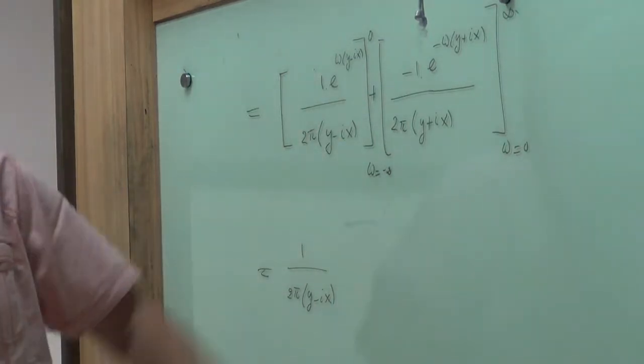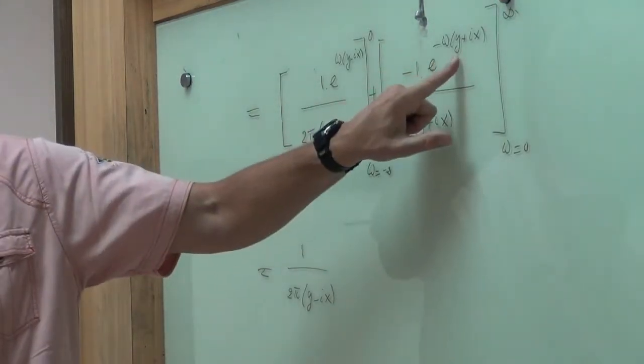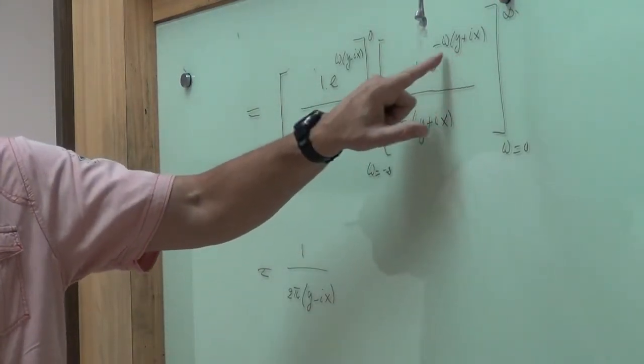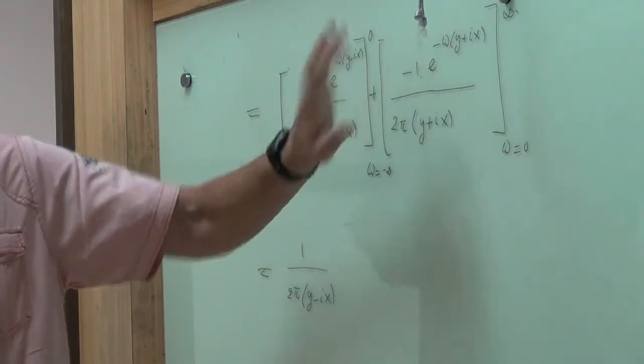Then the other one. If I substitute the upper bound, what do I get? This is the real part, which is positive. e to the power minus infinity again. That's the real part. So that goes to 0.